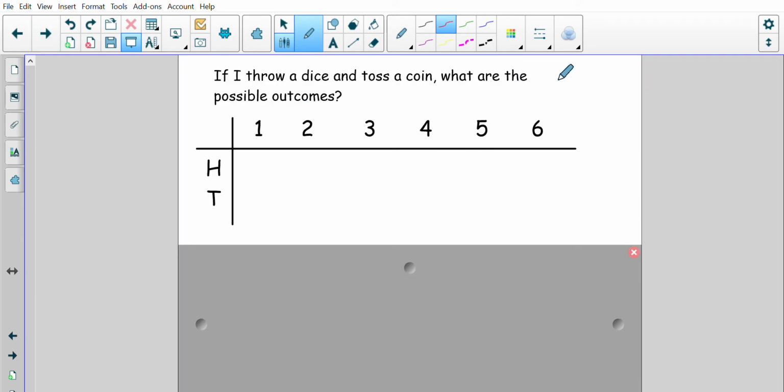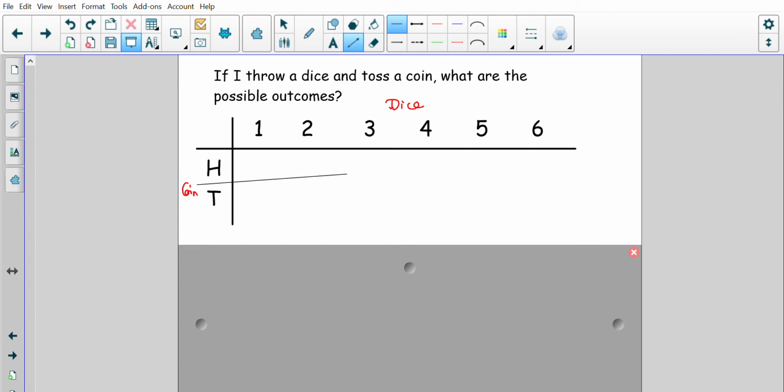Let's have a look at this scenario then. What if I throw a dice and a coin together? What are the possible outcomes? Across the top here, I've got the outcomes that I could have on my dice. And down the side, I've got the outcomes I could have on my coin. And I can just fill in the table. Let's give myself some rows and columns to make it a little bit easier to see what's happening there.